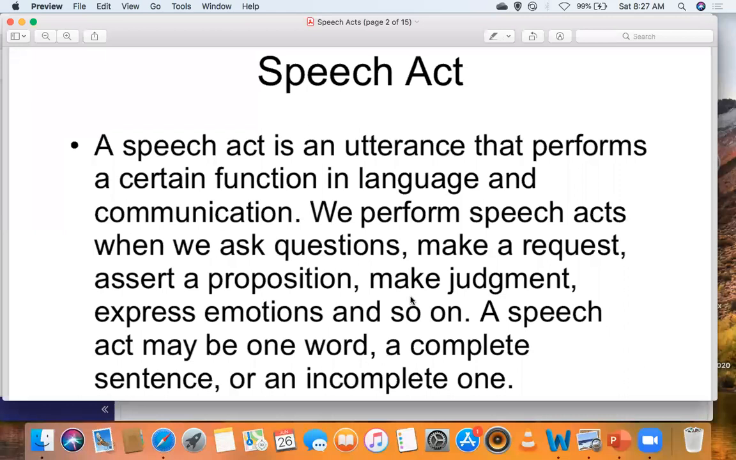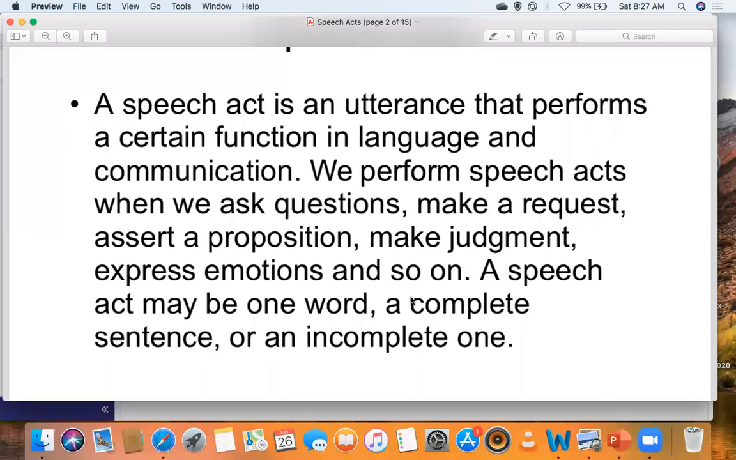A speech act may be one word, a complete sentence, or an incomplete one. So from this paragraph, you can see that a speech act is basically whatever sound that comes out of your lips. So the question is, what are the various functions of what comes from between your lips? Because they perform different functions, we divide them into different speech acts. We have questions, requests, propositions, judgments, emotional expressions. So we're going to look at all of them right now.